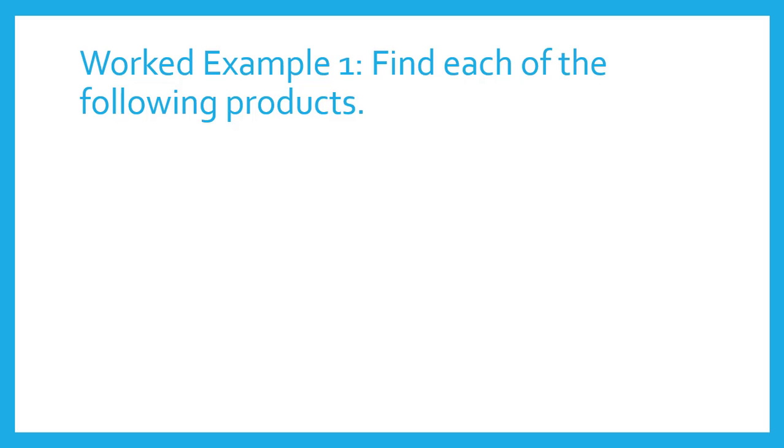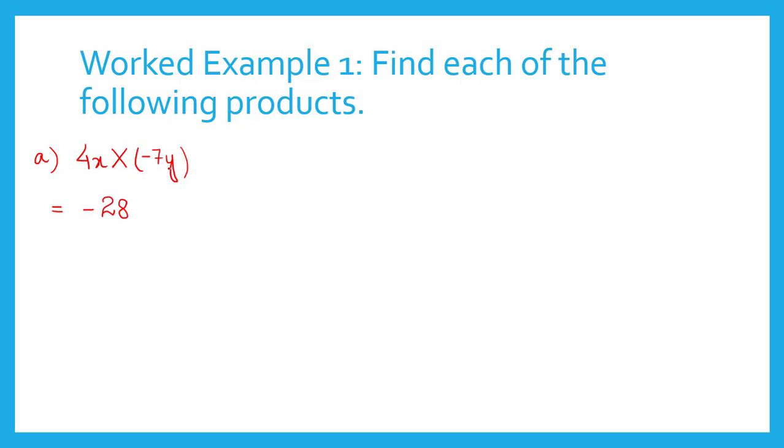Worked example 1. Find each of the following products. A part is 4x multiplied by negative 7y. Now the rule for multiplying algebraic terms is we multiply the number with the number and variable with the variable. So here in this example 4 and negative 7 will be multiplied, and as we know 4 multiplied with negative 7 gives us negative 28.